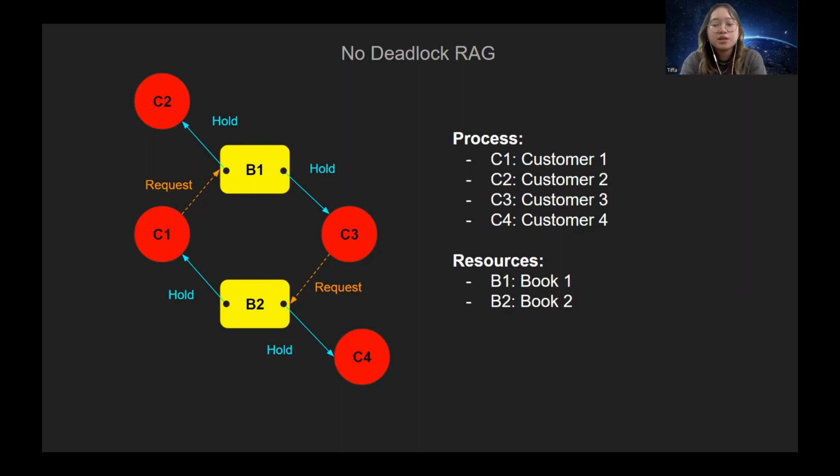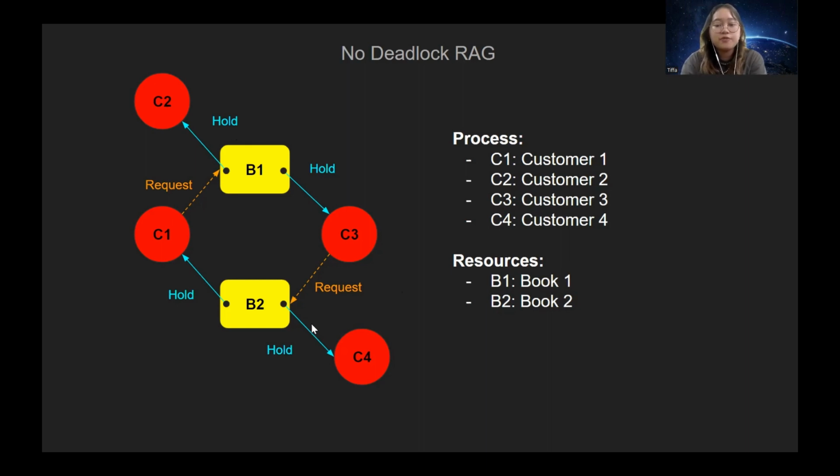So the scenario goes like this. Each of the books has 2 copies, and both of which are being held by customers 1, 2, 3, and 4. Even though customer 1 is requesting to borrow book 1, which is being lent to customer 2, and customer 3 is requesting to borrow book 2, which is being lent to customer 4, there will be no circular wait because customer 2 is not requesting to borrow another book, and so is customer 4.